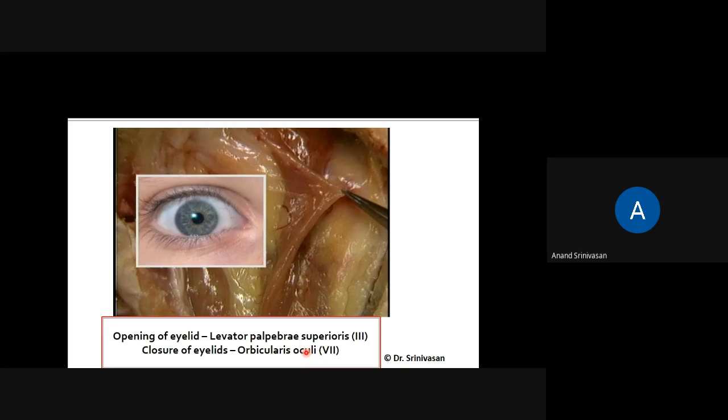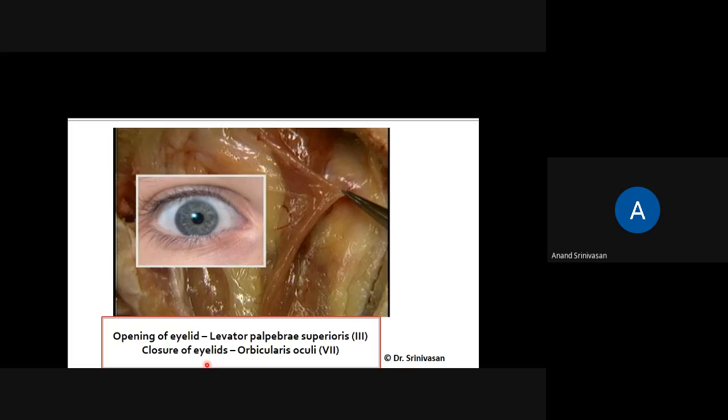For example, when you go to sleep, or when we blink our eyes, that's because of the orbicularis oculi. And what is the nerve supply for this orbicularis oculi? It is the seventh cranial nerve. What is the seventh cranial nerve? Facial nerve. Okay, the facial nerve.